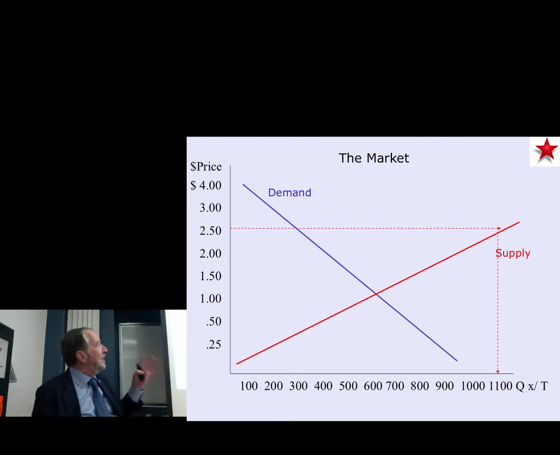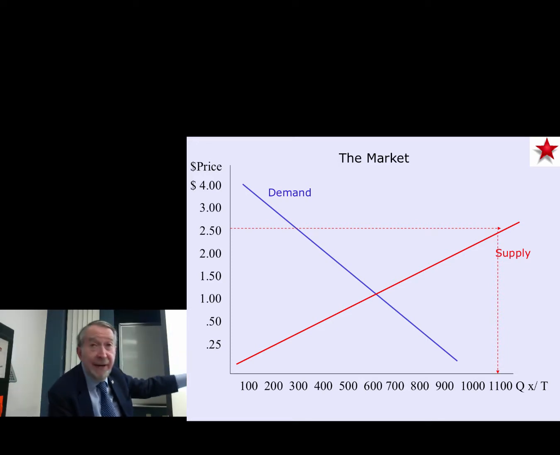So they think the price is going to be $2.50. So they're willing, and they do bring 1,100 to market because that's the quantity they'd be willing to produce if they're able to sell them for $2.50. Market opens up, and you buyers walk in, and they're kind of expensive, right?